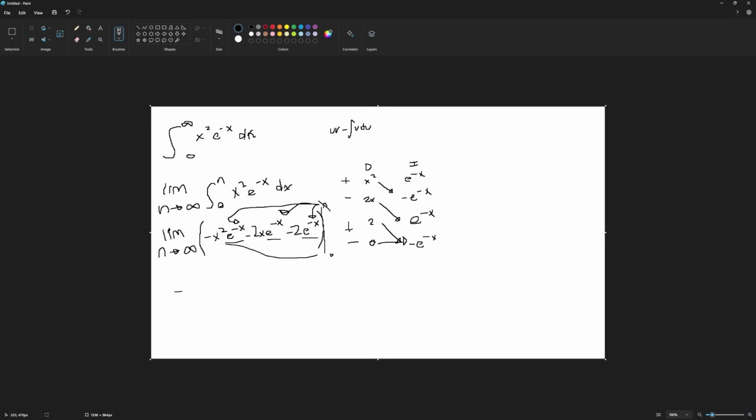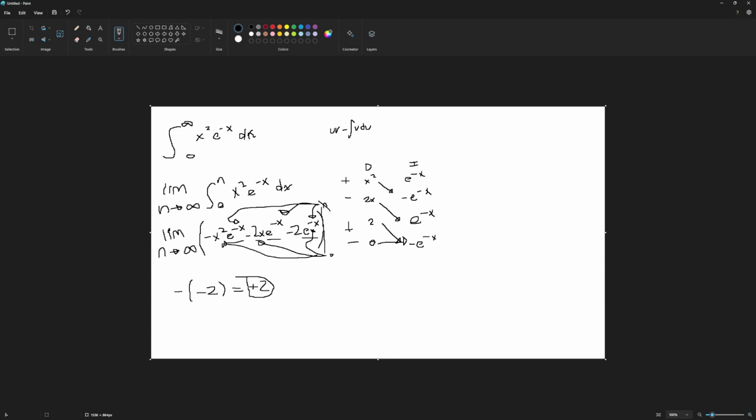So plug in 0 for x right here, that's 0. 0 times anything is 0. Plug in 0 for x right here, anything is 0. But this right here is different. E to the negative 0 is just the same as e to the 0. E to the 0 is equal to 1. And then 1 times negative 2 is just negative 2. And so now you have negative 2, which is equal to positive 2, which is our answer, and that would be letter D.